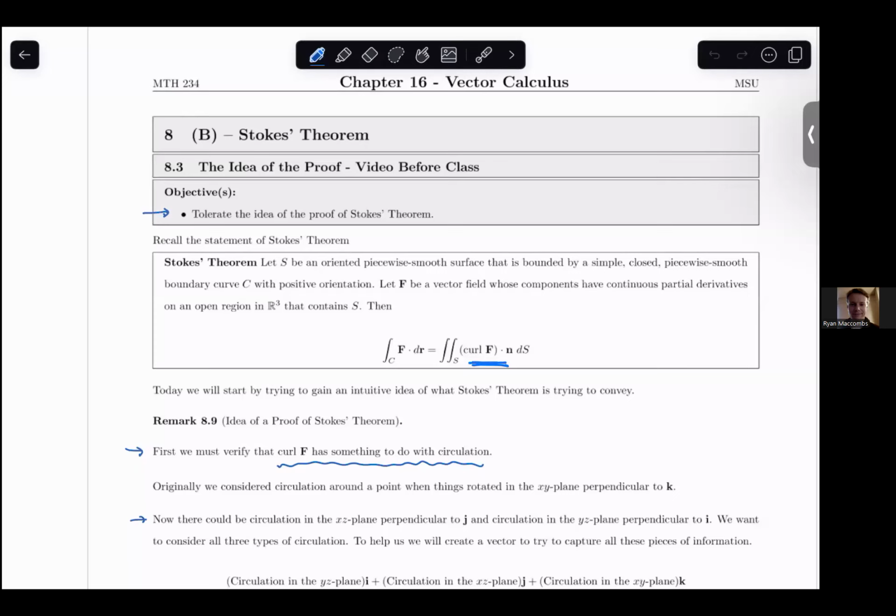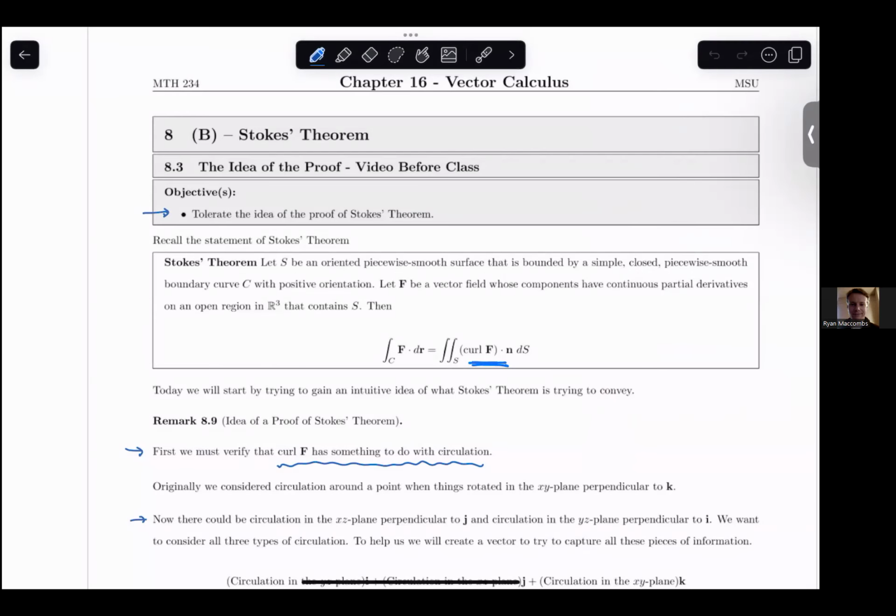All right, welcome everyone to our second day of 16.8. Again, we're talking about Stokes' theorem, and this is a little bit about the proof. We're not going to go through the full formal proof or anything like this, but at least give you an idea of the proof of why Stokes' theorem works.